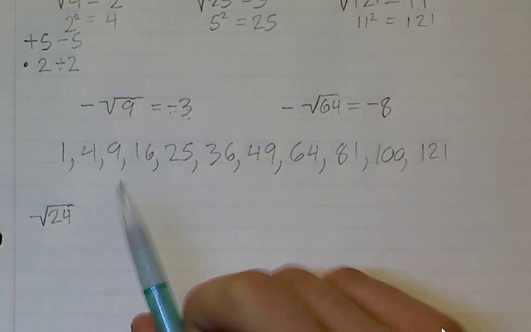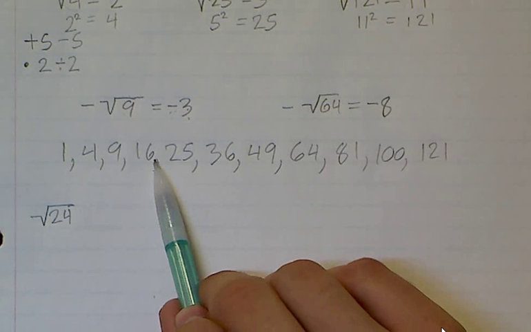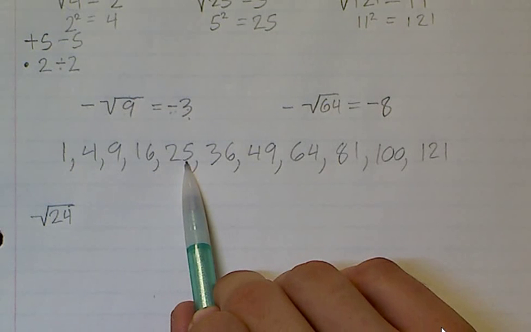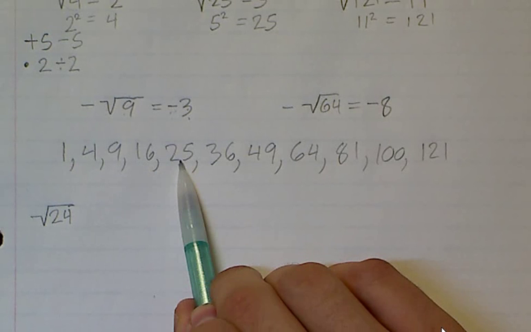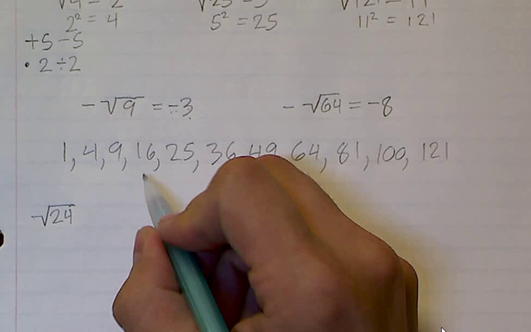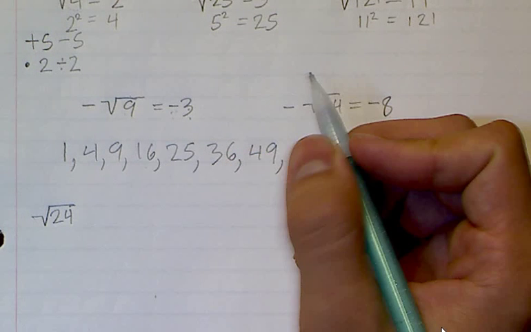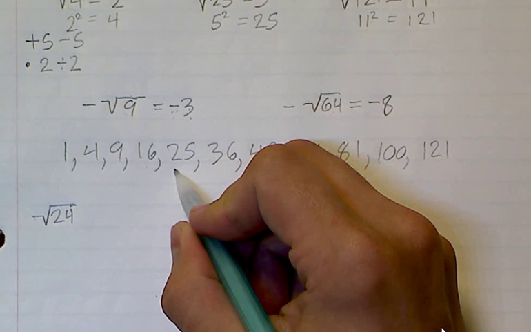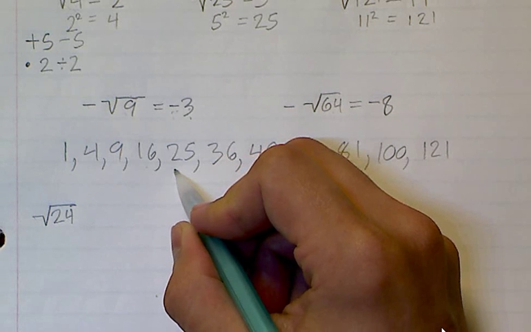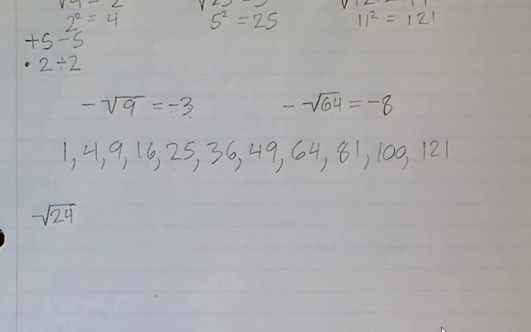Well, if 24 is between 16 and 25, what we need to do is ask ourselves, what's the square root of 16? What's the square root of 25? The square root of 16 is 4. The square root of 25 is 5. So this number should be somewhere between 4 and 5. So it's going to be 4 point some decimal. It's going to have some long decimal, but it doesn't really help us to get the answer here. We can't just put down 4 and some decimal.